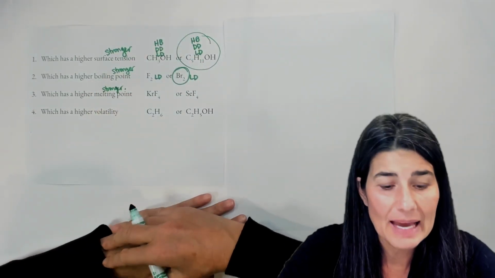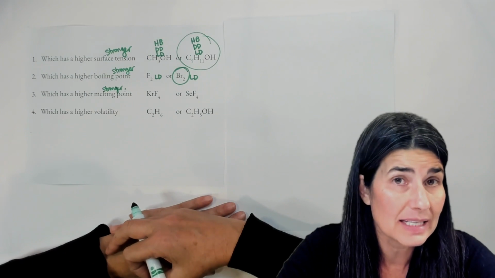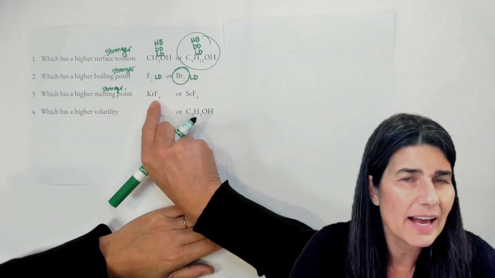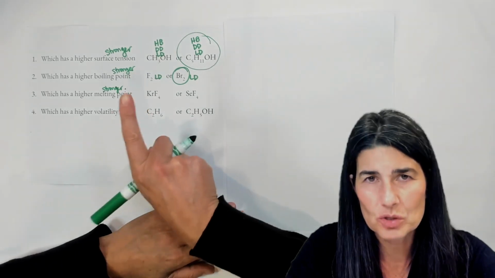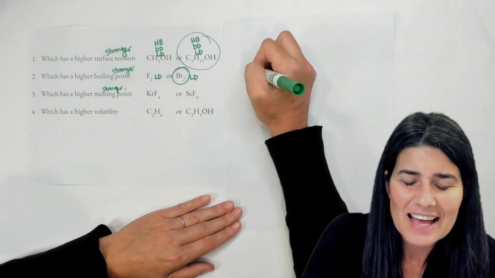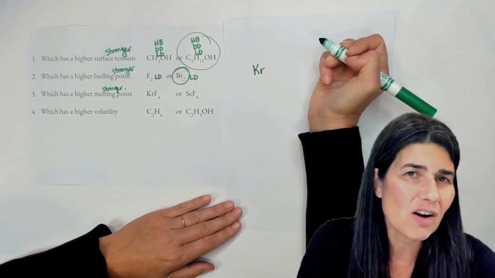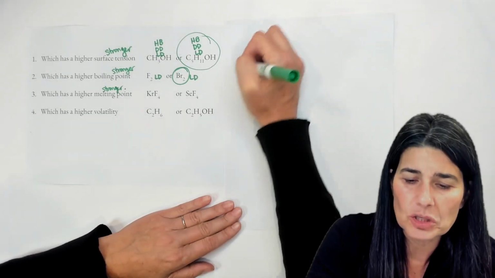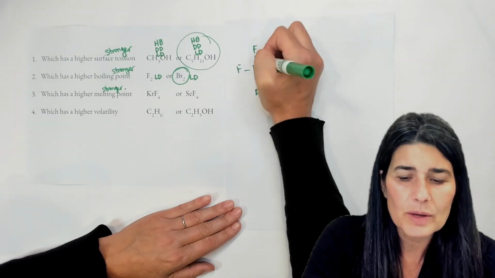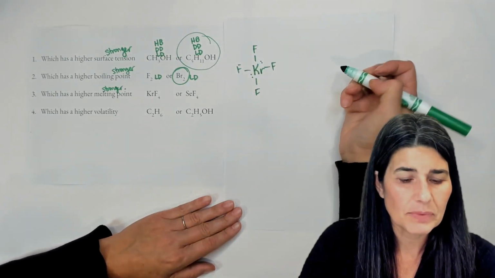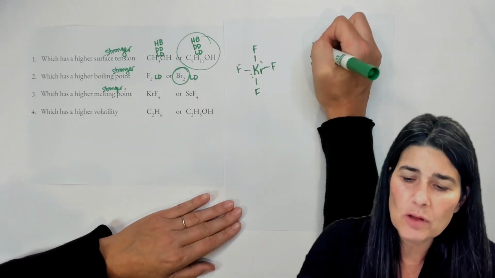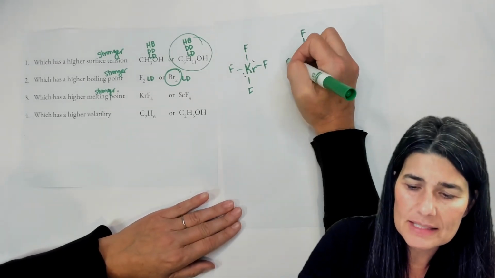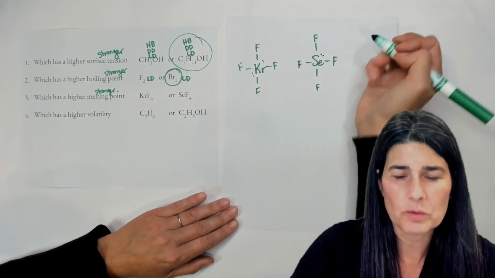Now, off the top of my head, I actually don't know the answer to this one. Actually, I think I do. KrF4, the Lewis structure, I was trying to remember what it is. The Lewis structure for KrF4 is 4 fluorines, 1, 2, 3, 4, with 2 lone pairs. For selenium tetrafluoride, it is also 4 fluorines, but this time there is only 1 lone pair.